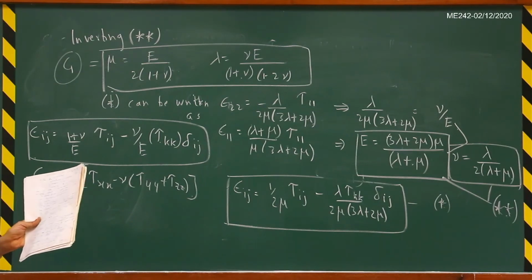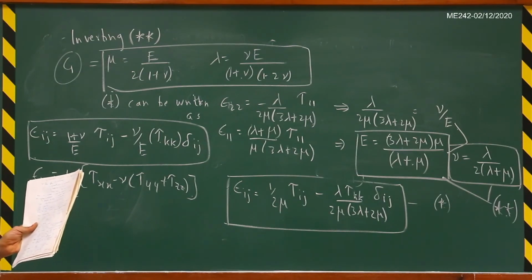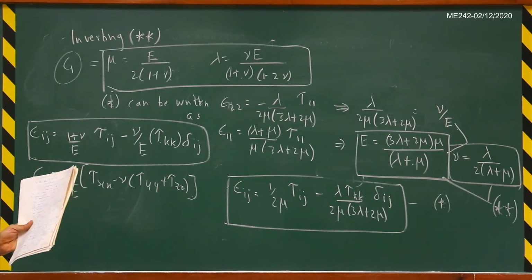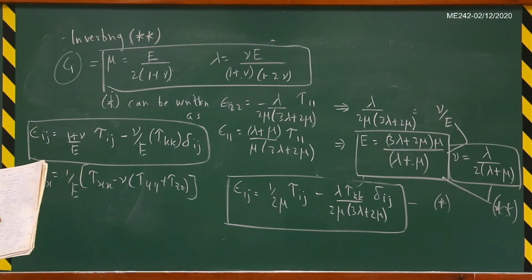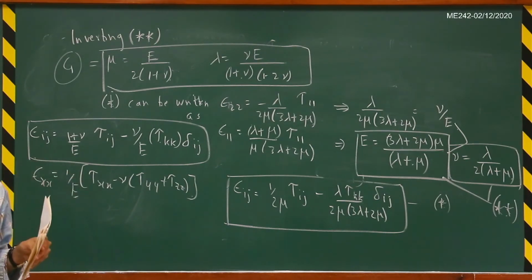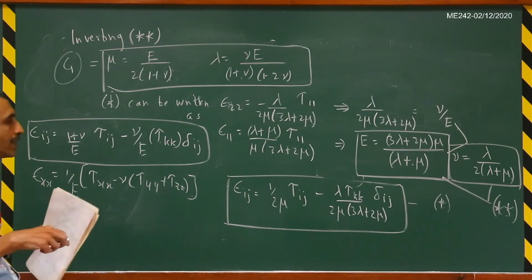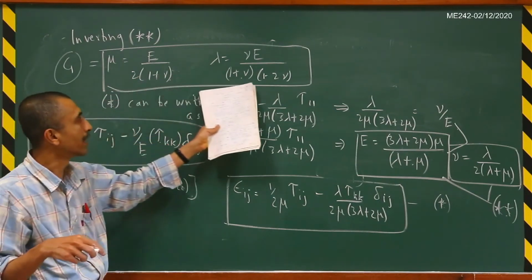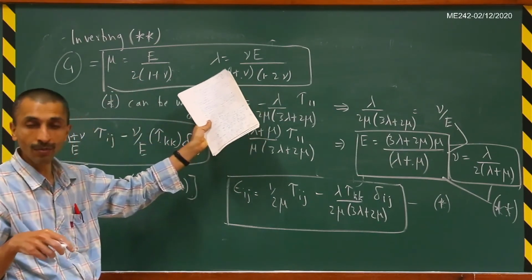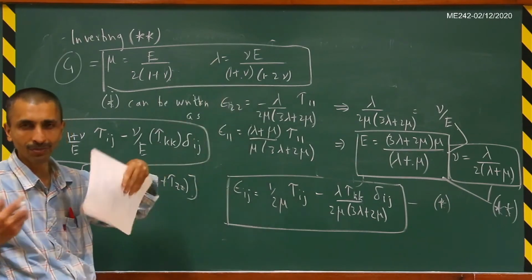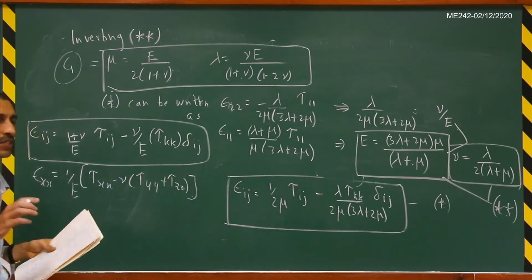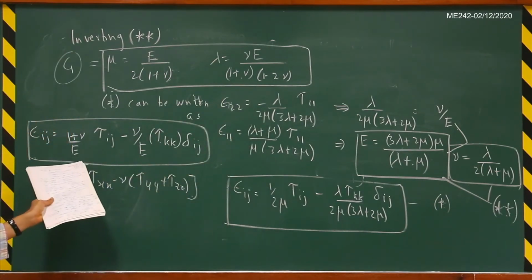So that is that tau is equal to lambda times trace of epsilon times identity plus 2 mu times epsilon. Then from that we inverted that relation, so then we got epsilon in terms of tau and the Lamé parameters. Then finally we derived a relation for the Lamé parameters in terms of the Young modulus and the Poisson ratio, and when we substituted that into the strain stress relation, then we got this particular relation.